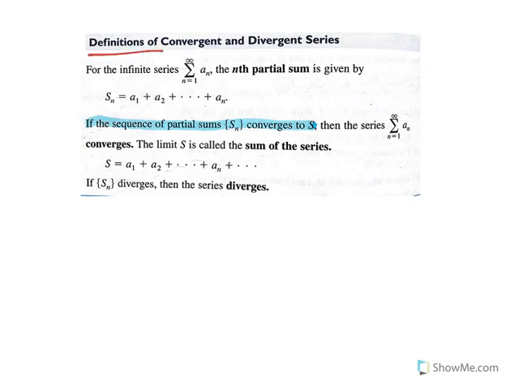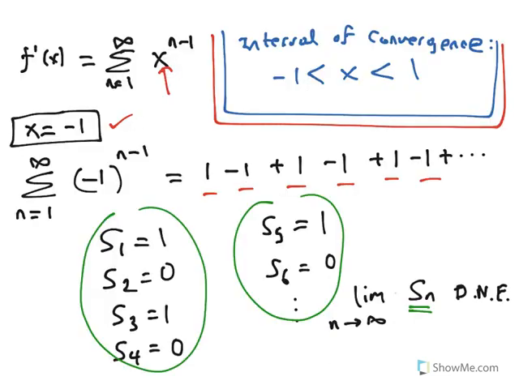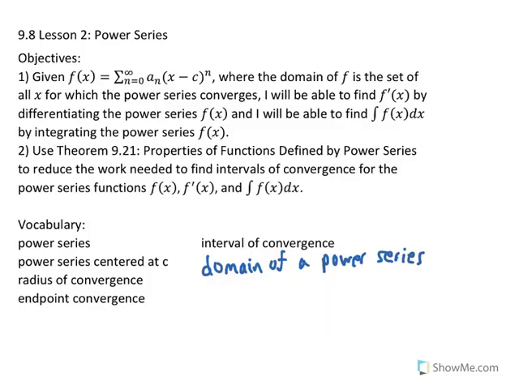Again, in the very last example, I referenced the definitions of convergent and divergent series. What does it mean for a series to converge? You look at its sequence of partial sums. If its sequence of partial sums converges, then the series converges. If its sequence of partial sums diverges, then the series diverges. And here, with the power series for f prime when x is equal to -1, its sequence of partial sums diverges, so the series diverges.